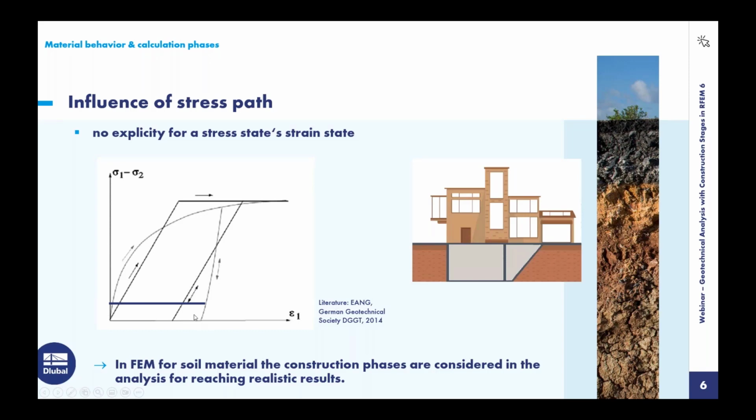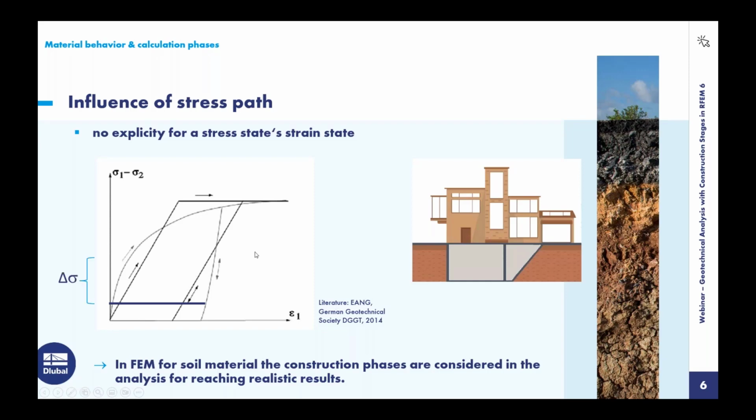We calculate a first state of the soil, the initial state, where we only calculate the geostatic stress. Because as we can see, if we start here and consider this geostatic stress, we use the correct stiffness modulus. If we would start here from 0 and not consider the stress, we would use the wrong stiffness.